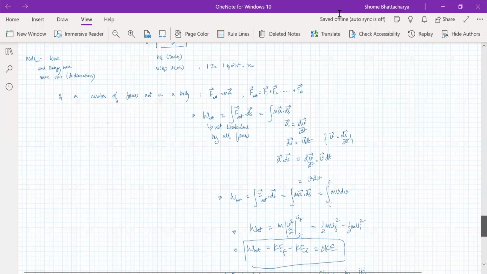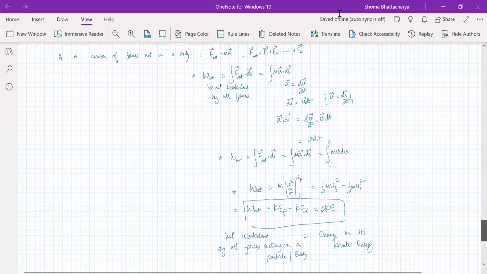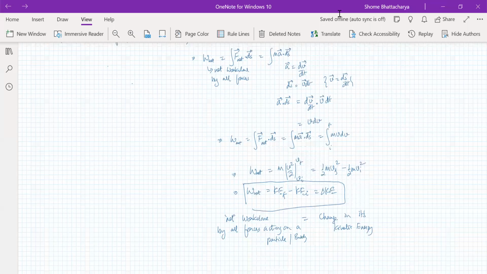So just 1 minute. Yeah, the concept is clear, I hope. So next lecture we will look at applications of this concept of work and kinetic energy, and we'll see how to use this in numerical problems, that the net work done by the forces acting on a body is equal to the change in kinetic energy. All right.